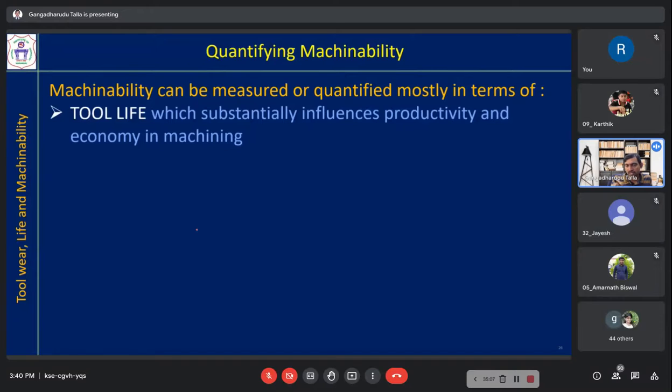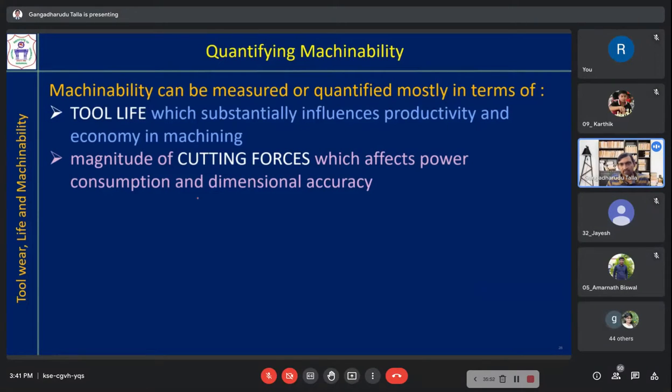Now, tool life substantially influences productivity and economy in machining. So let us say you are machining one particular workpiece, mild steel, for example. If the tool life is high during the machining of that mild steel material, then you will say that mild steel material has good machinability. So if the tool life is more when you are machining a particular material, you will say that particular material has good machinability.